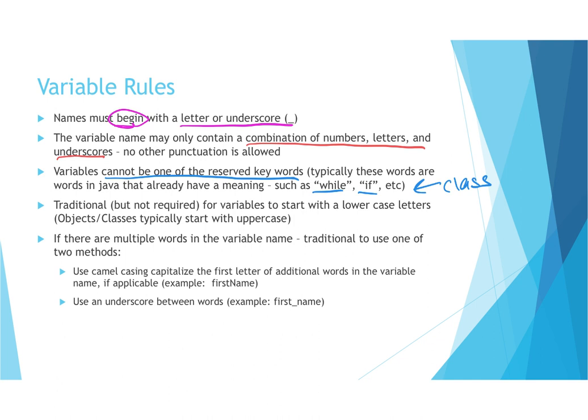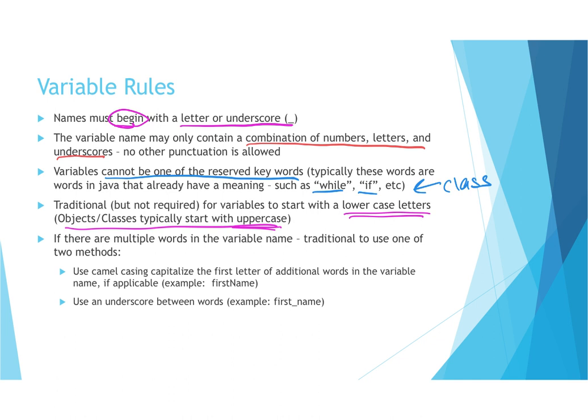Then the next one is not a requirement, but it's something that's traditionally done, is that if you start these with a letter, they traditionally start with lowercase letters. And the reason that is done is because objects and classes typically start with uppercase. So that's kind of how they differentiate in Java between variables and objects and classes. However, you could capitalize a variable name and Java will still be able to run it. It won't not run it. It's just traditionally not the practice that is used.